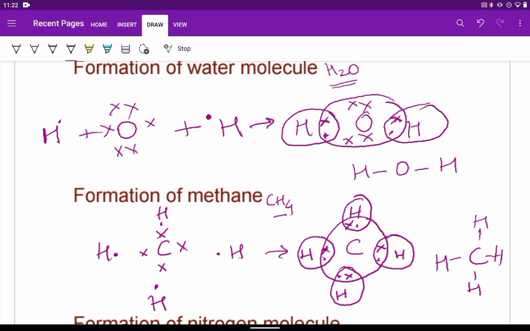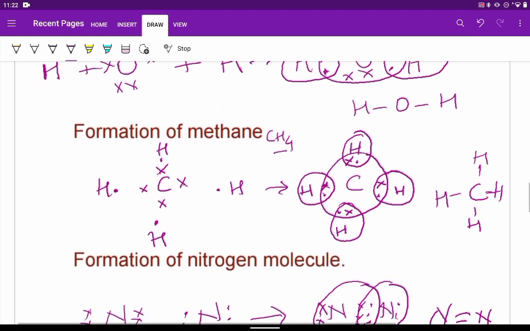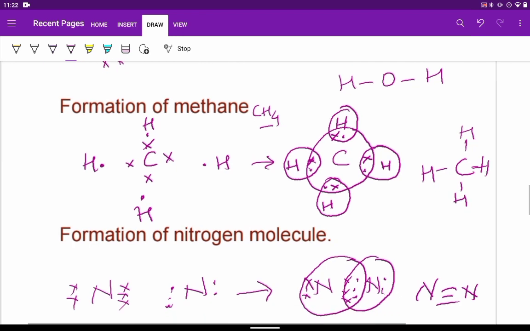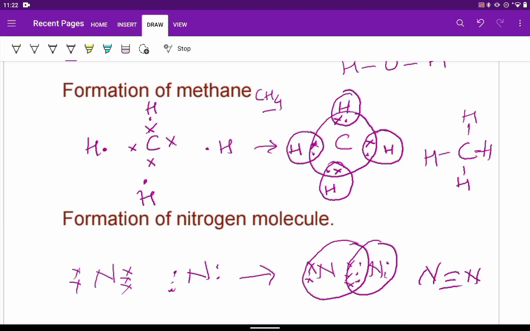We can represent all the 4 bonds by dashes. So C-H, C-H, C-H, C-H, there are 4 single bonds in methane. That is CH4, methane. Next is formation of the nitrogen molecule.